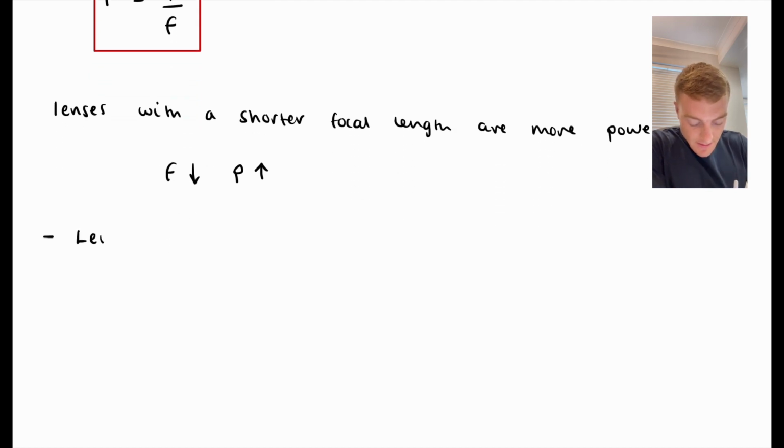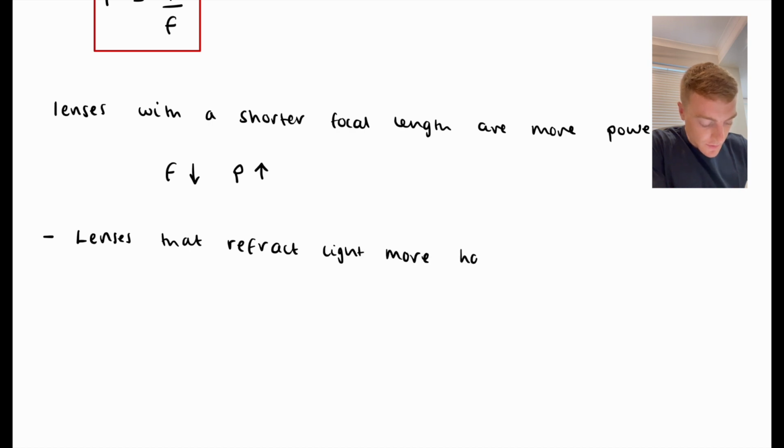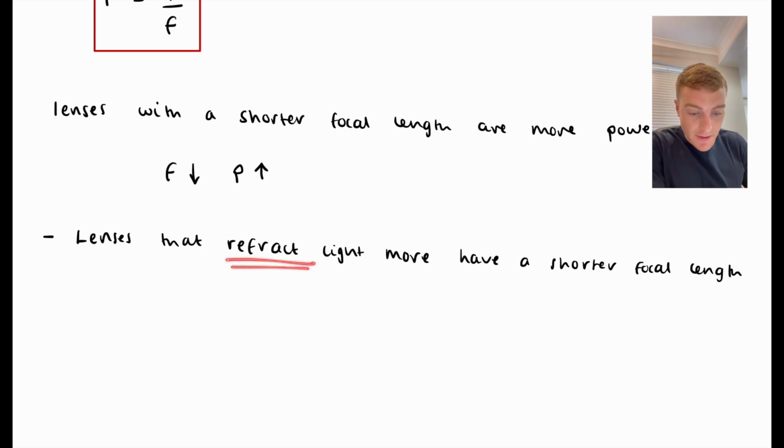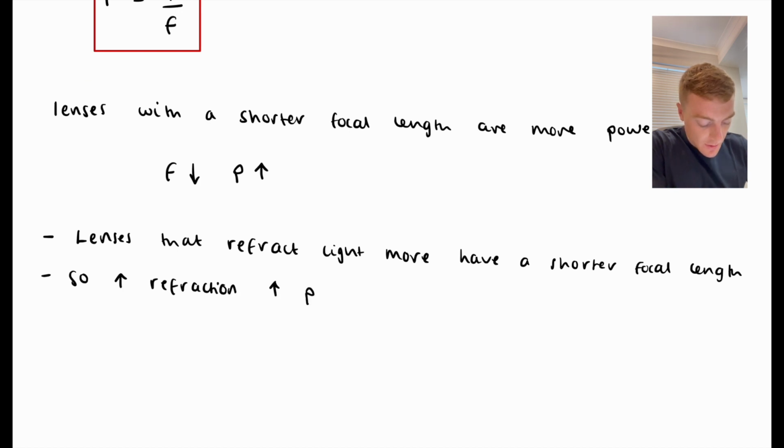So we can say that lenses that refract light more, so are more powerful, have a shorter focal length. Again, whenever I'm talking about lenses, I'm always referring back to refraction. So an increase in refraction increases the power because there's more refraction, and the focal length is going to be shorter.